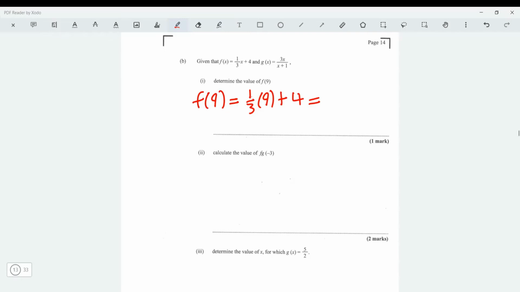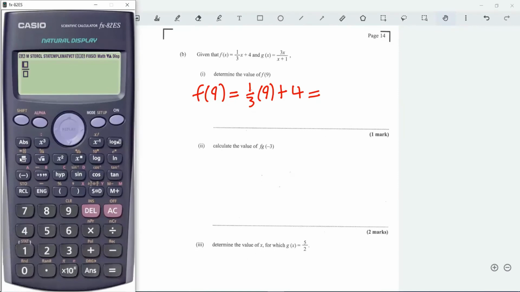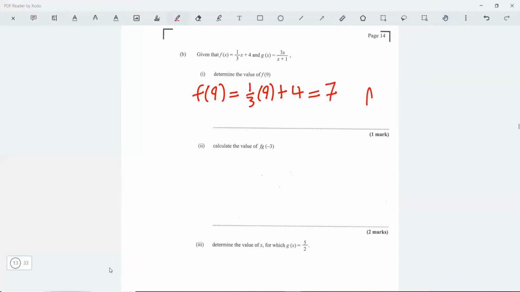So let's put it into our calculator. Calculator time, 1 over 3 times 9 plus 4. And that gives us f of 9. F of 9 is 7. 7, beautiful number. Cristiano Ronaldo, that's 7. Nice. Now the next part says, calculate the value of fg of -3.